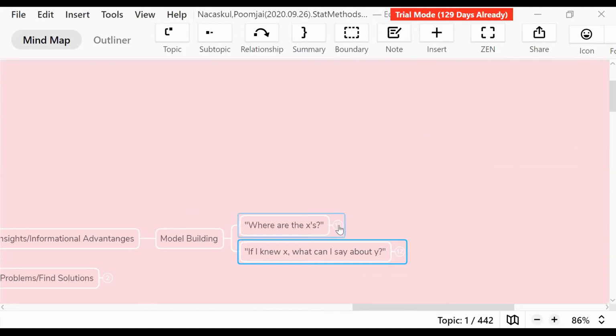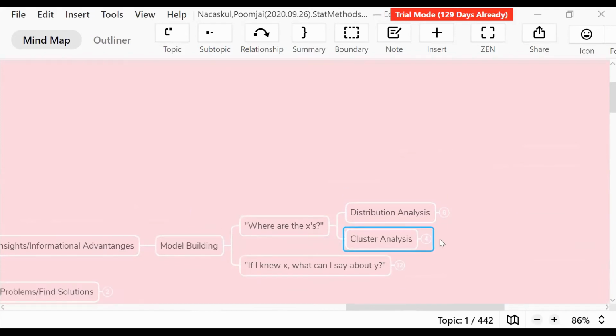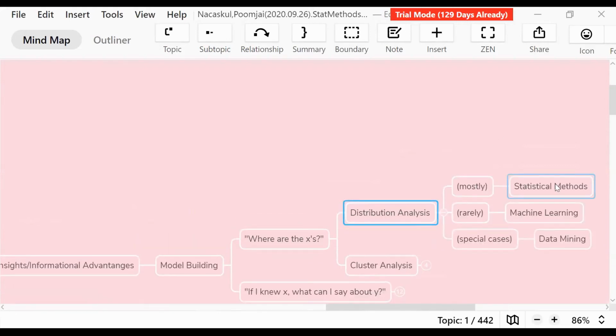Where are things? Now, the difference is this. Sometimes where things are is not together. So there's some kind of natural cluster, right? So where things are tends to fork out into two kinds of things. One is distribution analysis. This is where statistical methods are used. For distribution analysis, I'm going to say mostly statistical methods. Mostly. Rarely do you need machine learning. Rarely. Okay?